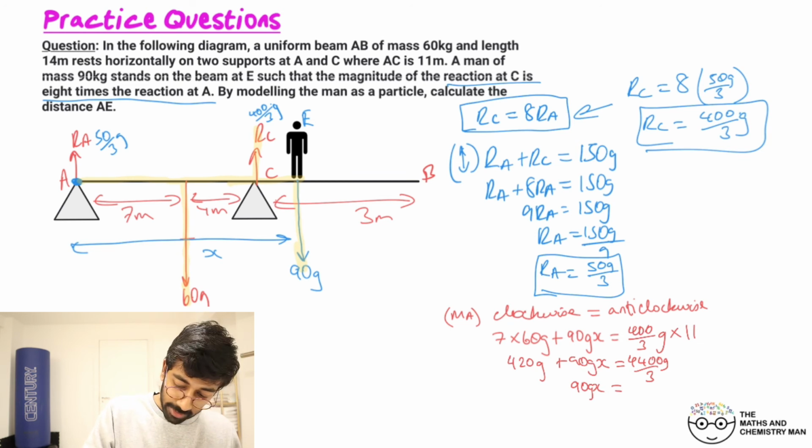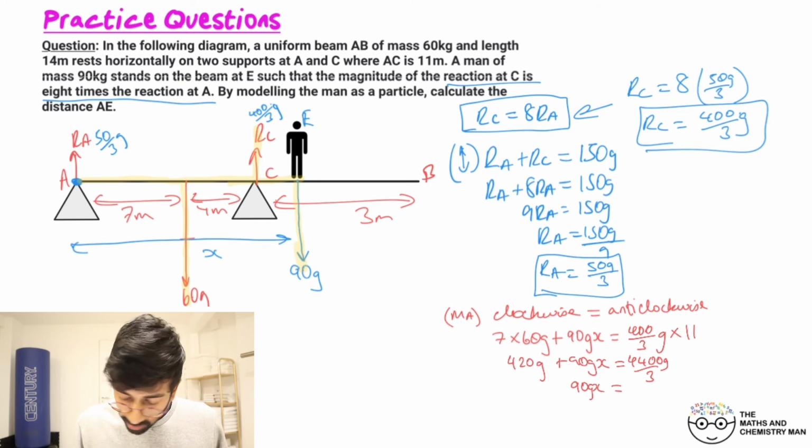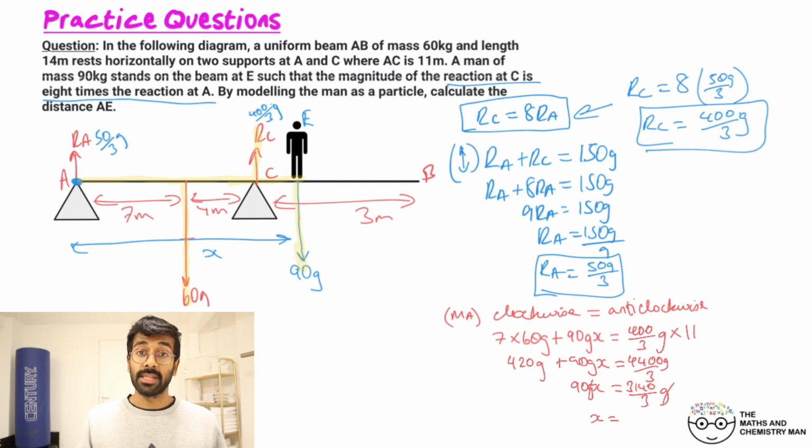4400 divide by 3. Take away 420, leaves us with 3140 over 3g. We can strike out our g's from both sides, and then to find x, we just need to divide that by 90, and then we're there. So divide by 90, and that comes out to 3 sig figs as 11.6, I believe. So 11.6 meters.